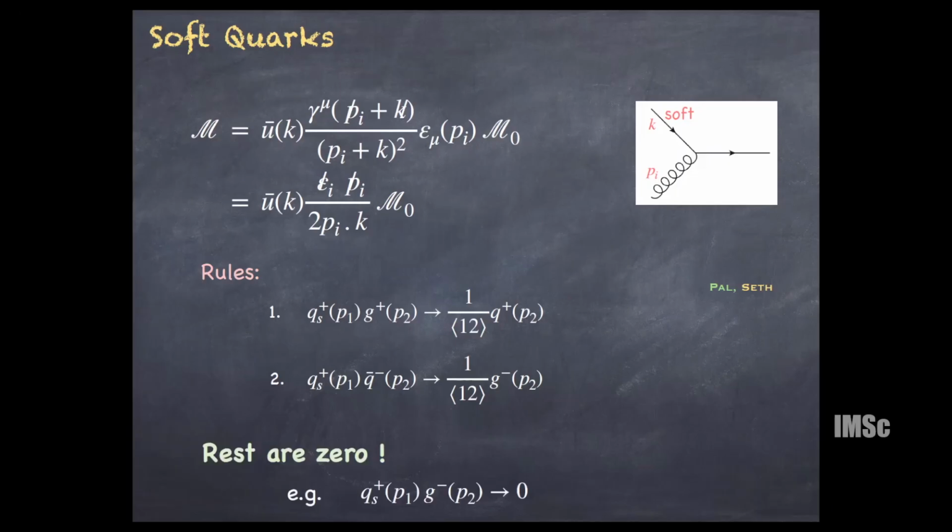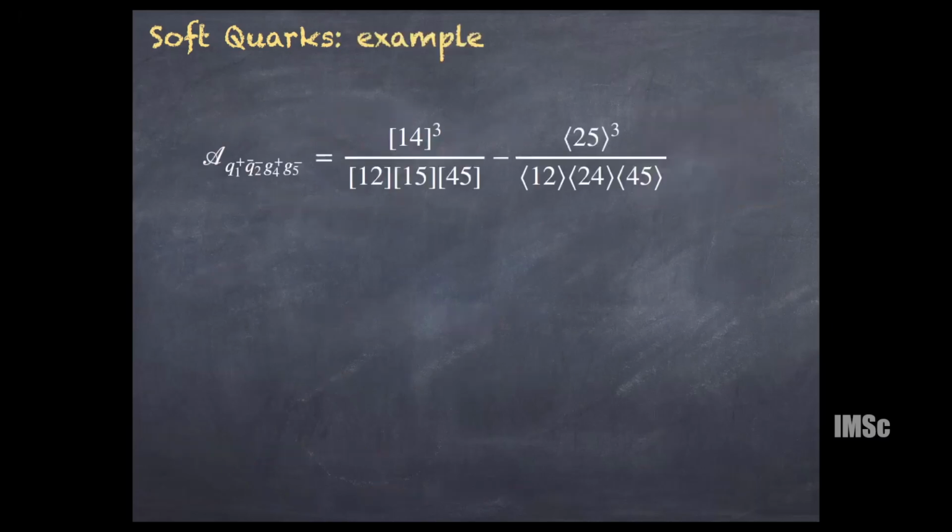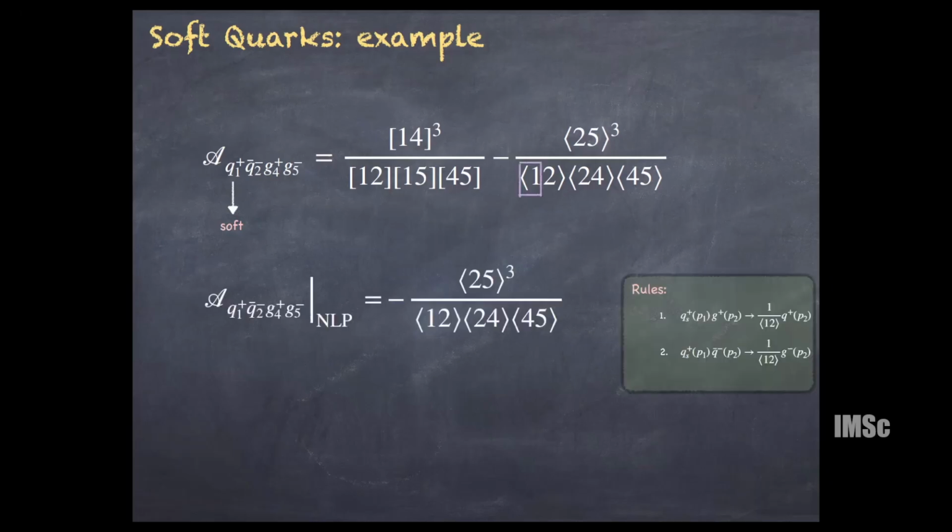So what do I gain from this? Suppose I want to calculate the NLP contribution of this amplitude when this quark is soft. This is the full amplitude. Now, suppose we do not have this full amplitude, then I can still calculate this contribution when this quark is soft using the quark operator that I have just described.